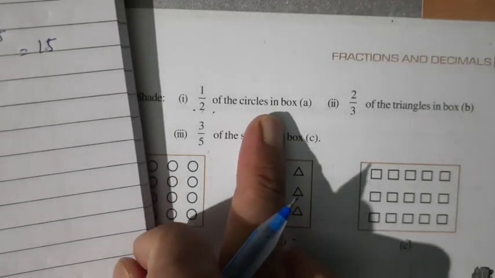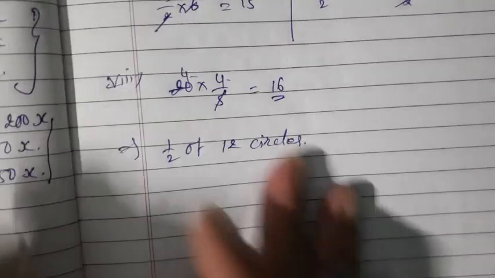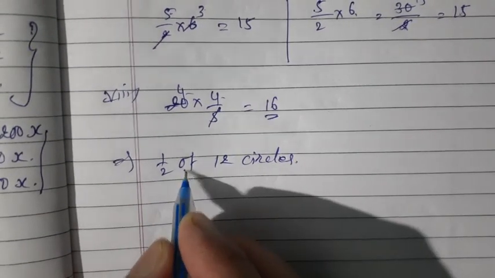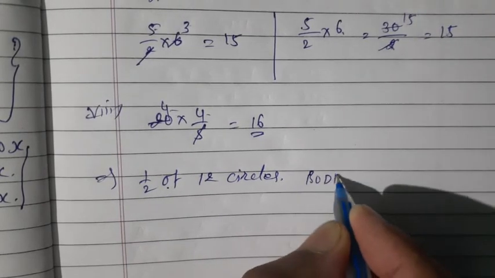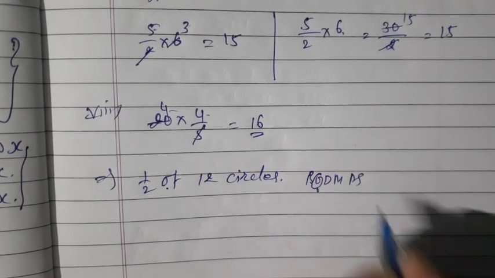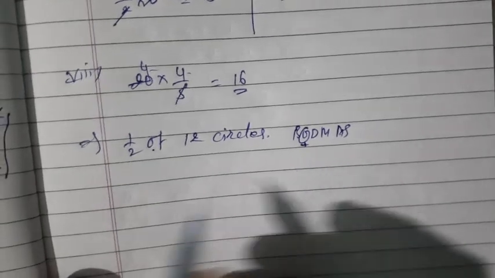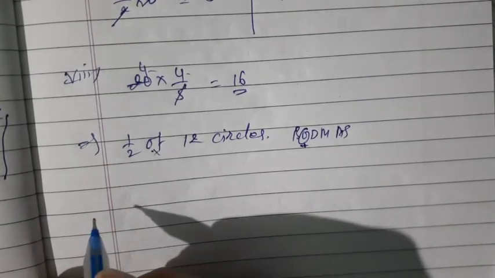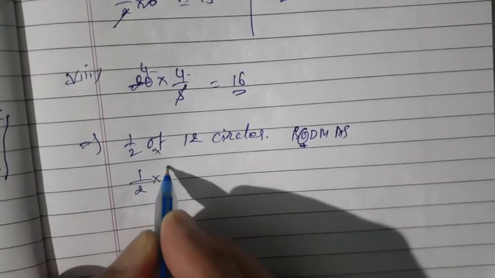In the box you just set them. Then what? One half of 12. Of means, I already told you that on the board, multiplication. And what to do? Just multiply them: 1 upon 2 into 12.